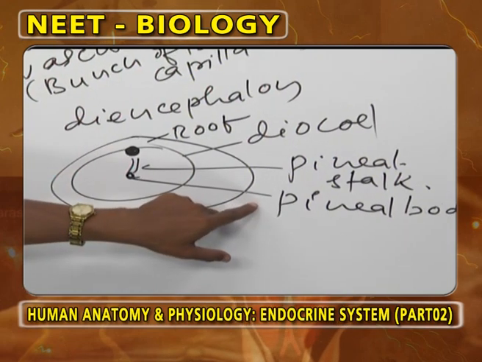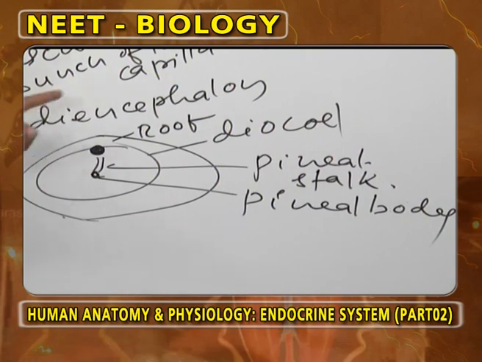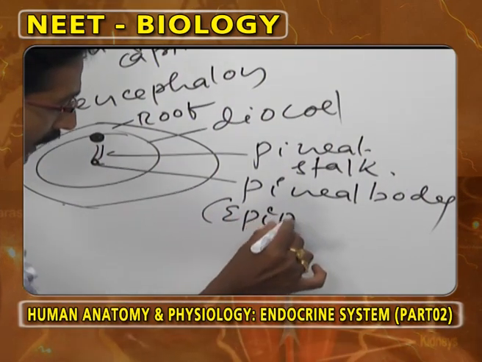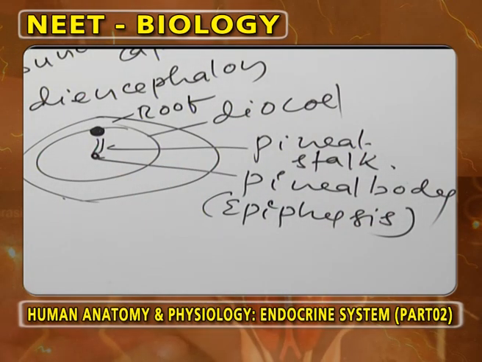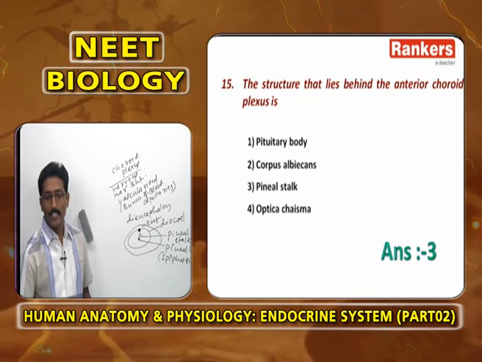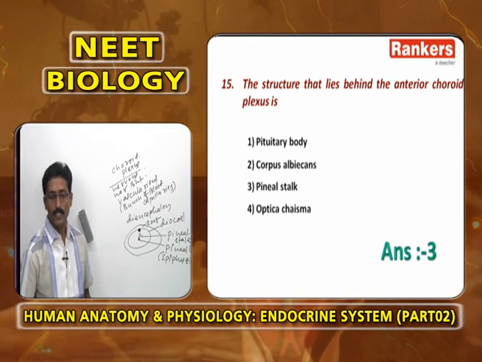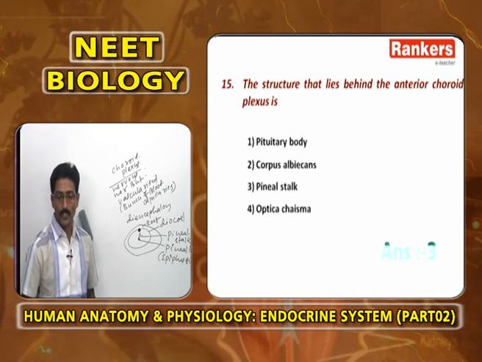Now the pineal body is present on the dorsal side, above the diencephalon. So it is also called the epiphysis. Now here the answer is, the structure that lies behind the anterior choroid plexus is the pineal stalk. Now we go for the next question.